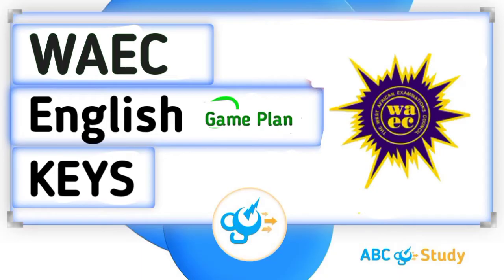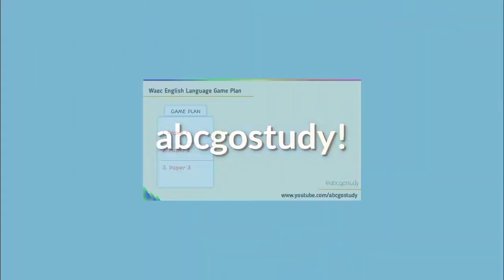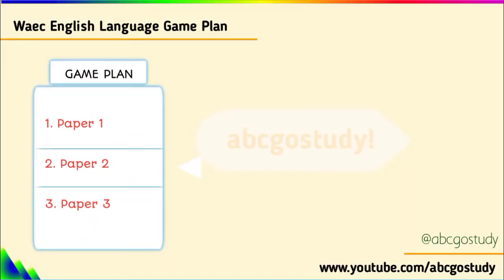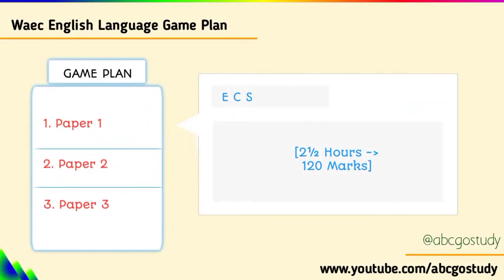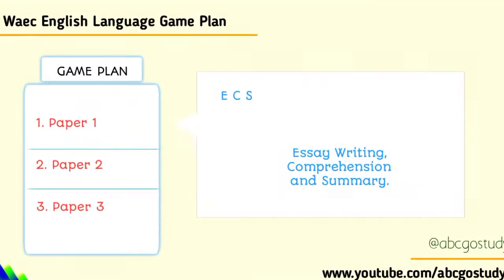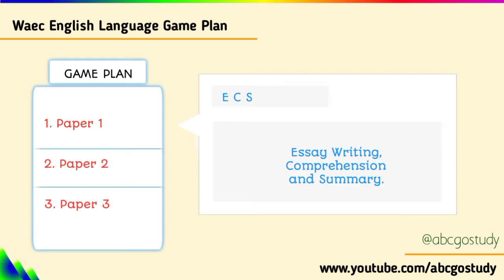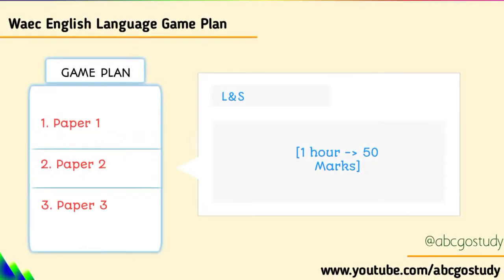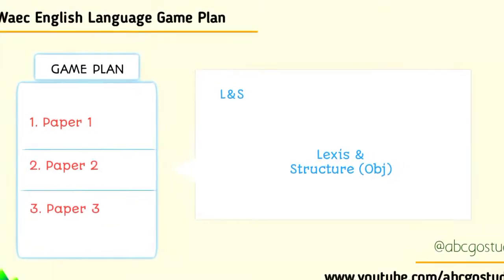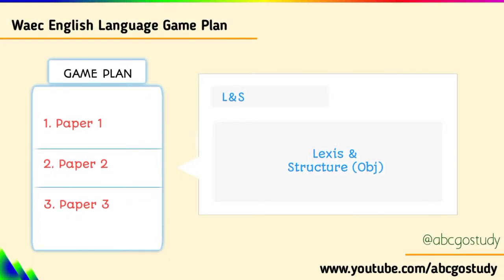Let me just tell you that when I'm talking about WAEC English, it's actually divided into 3 papers. We have paper 1, paper 2, paper 3. We'll talk about that in detail. Paper 1 would cover 2 hours, 2.5 hours. Here you would have essay writing, comprehension and summary. Paper 2 is just 1 hour, and you have multiple choice questions. Here you have lexis and structure.